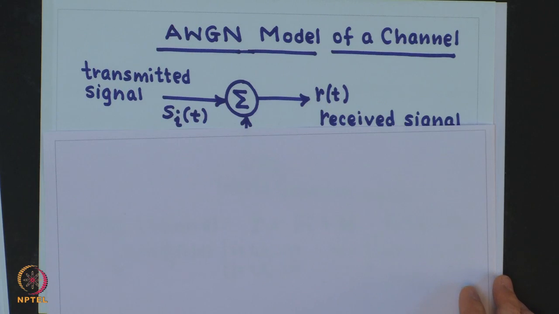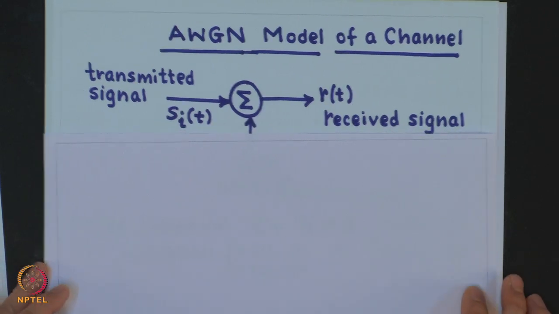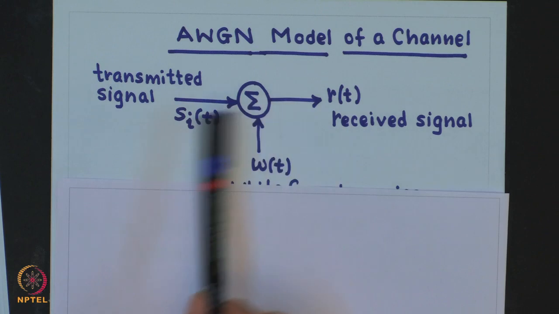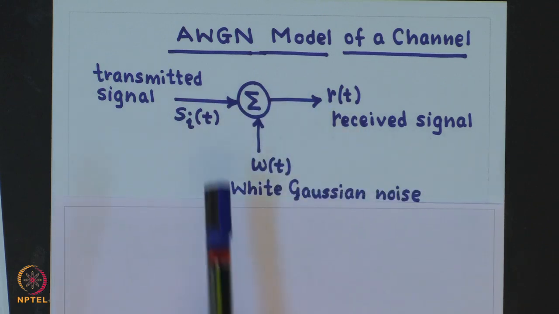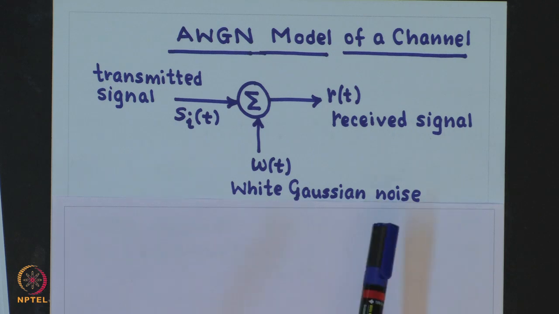We have studied how to convert the continuous additive white Gaussian noise model of a channel to a vector additive white Gaussian noise model. So, let us quickly recollect it. This is the model which we have used for the continuous AWGN channel. We have the transmitted signal. On the channel, white Gaussian noise gets added and we have the received signal r(t).